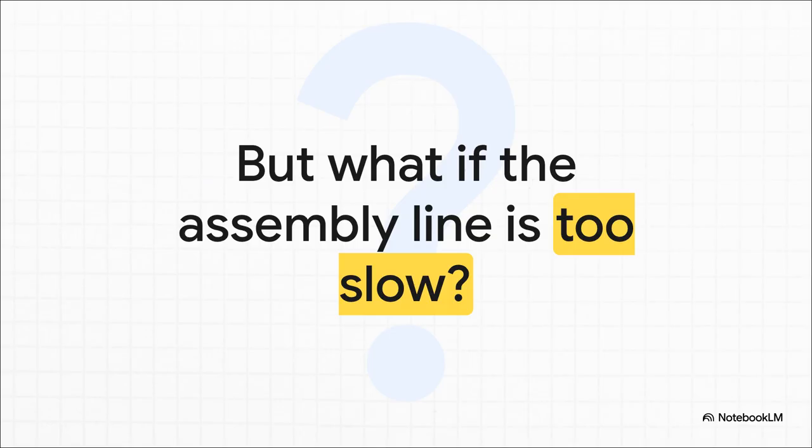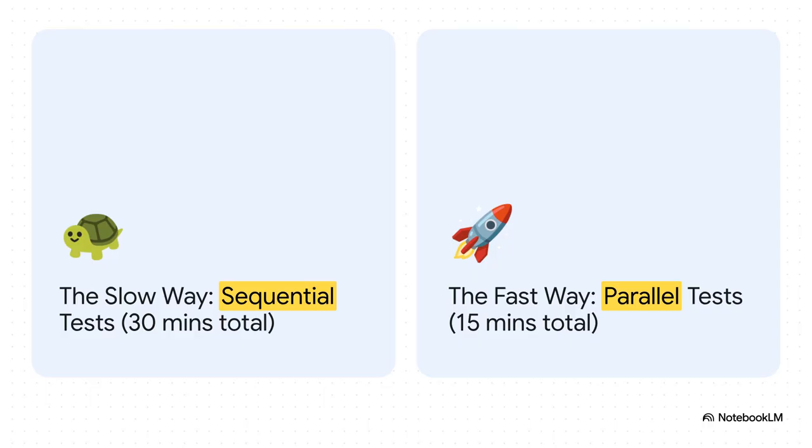I mean, if all your automated checks take, say, 30 minutes to run, you kind of lose that speed advantage we were just talking about, right? This is a really common trap a lot of teams fall into. But the solution is to start thinking like a modern factory. You don't do things one after another if you don't have to. By running your tests in parallel, all at the same time, you can slash that 30-minute pipeline down to just 15 minutes. It's only as long as your longest single task. It's about being smart with your automation, not just having it.